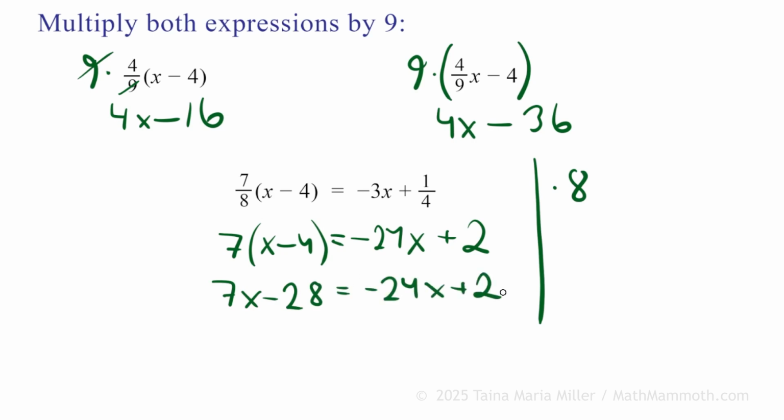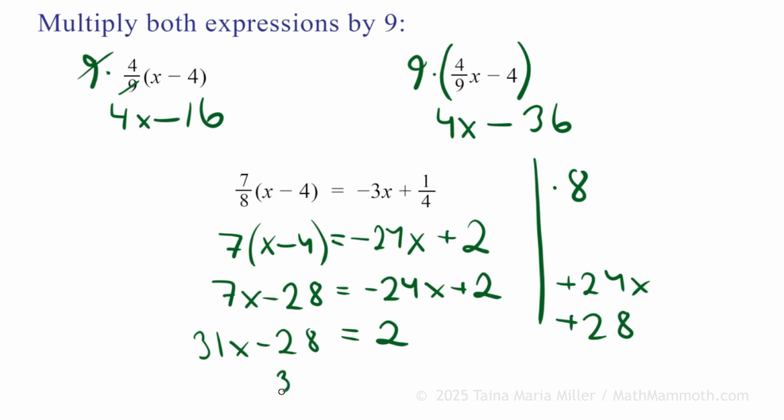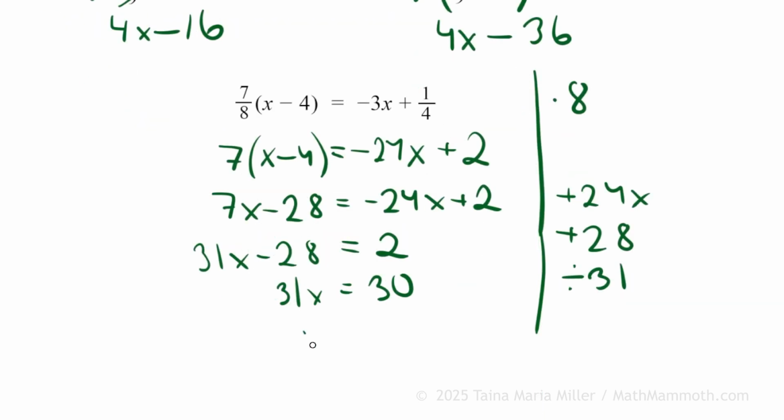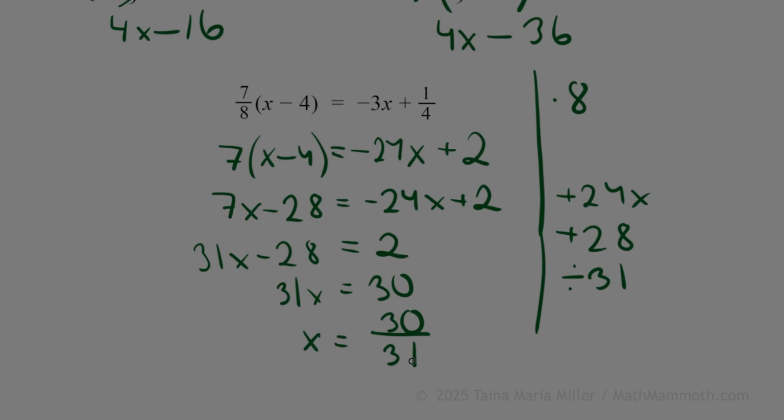And now it looks like a simple linear equation. Let's add 24x and add 28. And lastly, divide by 31. X equals 30 over 31.